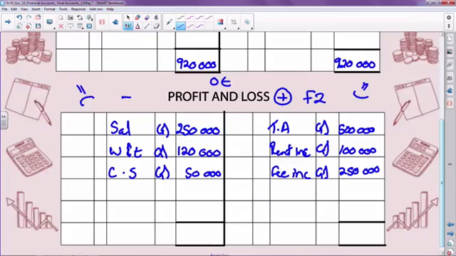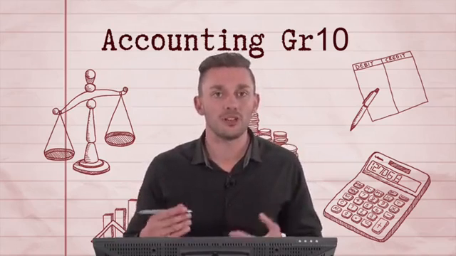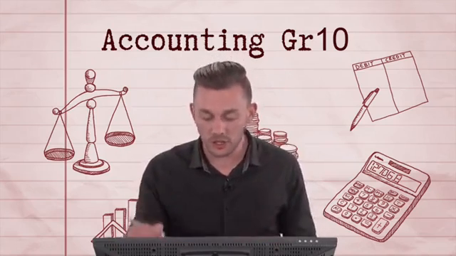Now, step number 7. All the income and all the expenses are now reflected in my profit and loss. Now, I still have the profit and loss, and it falls under the nominal section. I still need to close it off. Now, how do I close it off? Remember, profit and loss needs to be closed off to capital. Now, let's go and look at it.